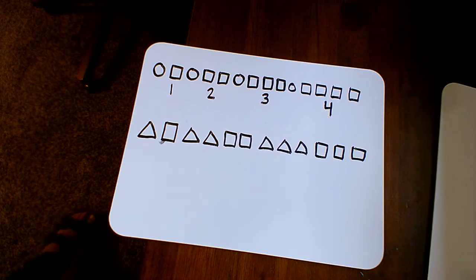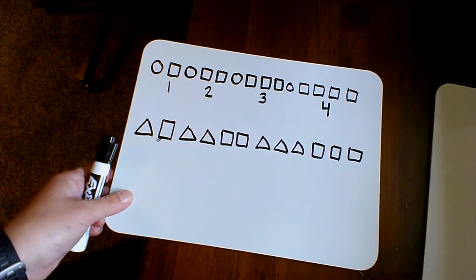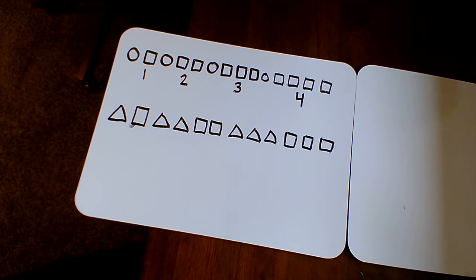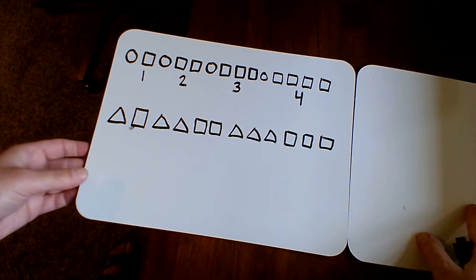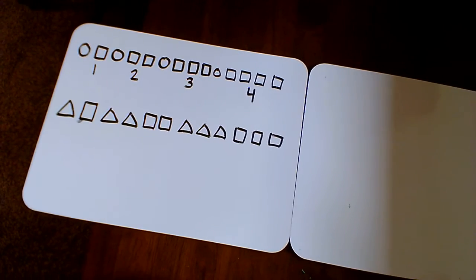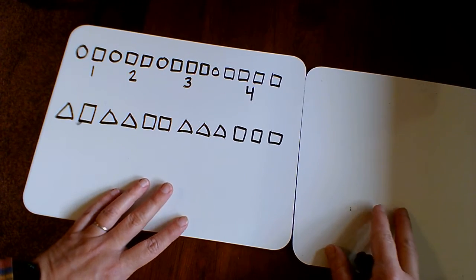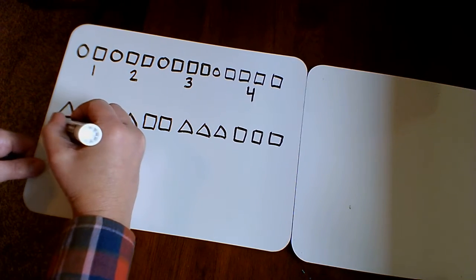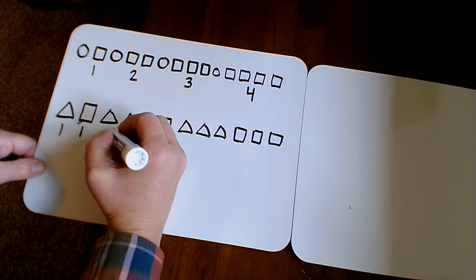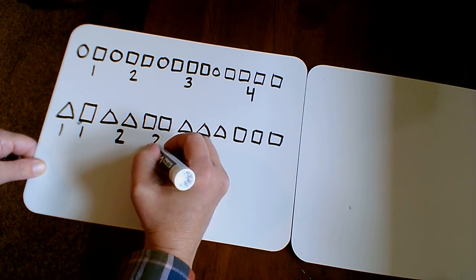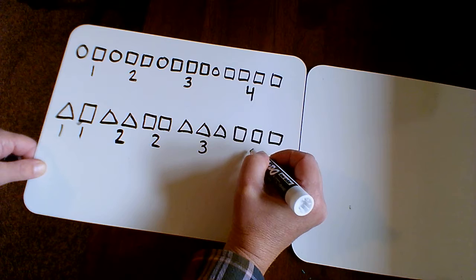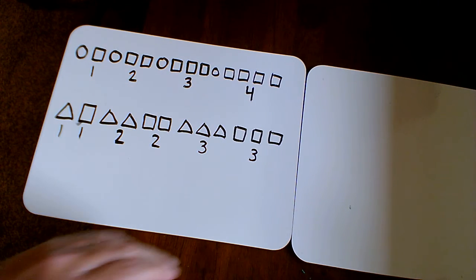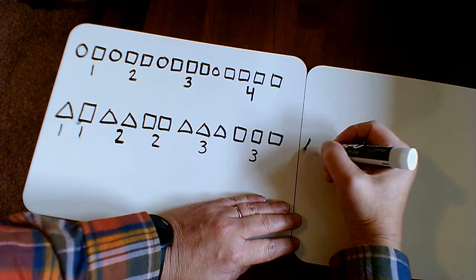Okay, you might have to pause me if you're going to write it out, okay? Pause me. I'm going to move my board over and use this other board here. So let's see if we can record what would be next. Triangle, square, triangle. Okay, so I see one triangle, one square. Two triangles, two squares. Three triangles, three squares. That really helped me to figure out what comes next. I think it's four triangles, four squares.